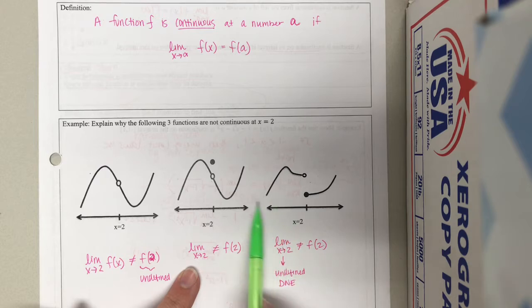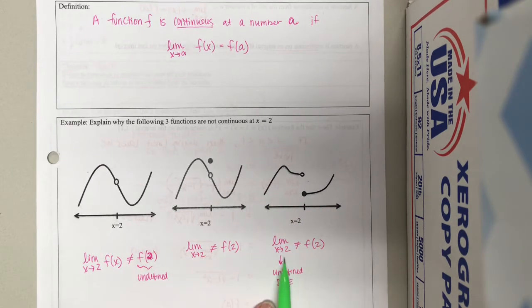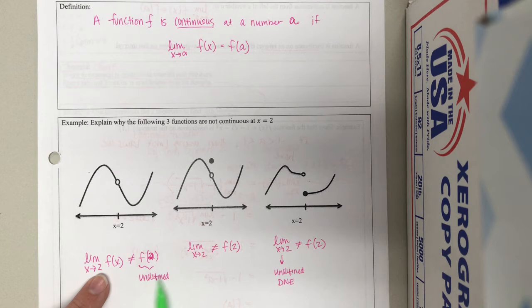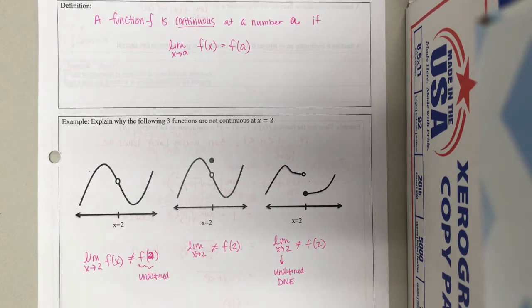And then same with this, we see kind of a break in the graph. So here the limit is undefined. Here they're just not equal, and here the value at f of 2 would be undefined. So if you want to, pause and study those and write those three situations down.